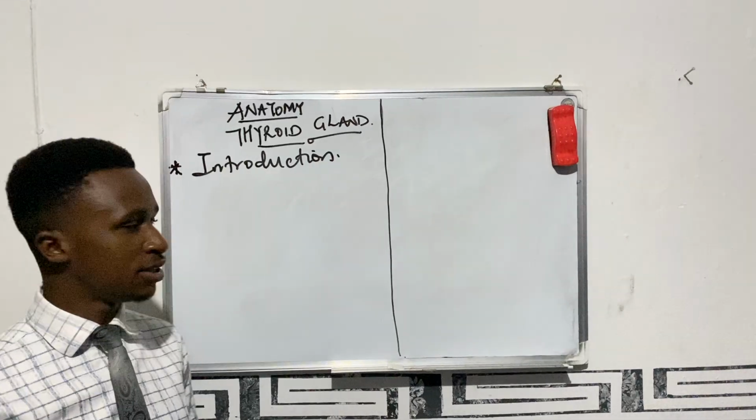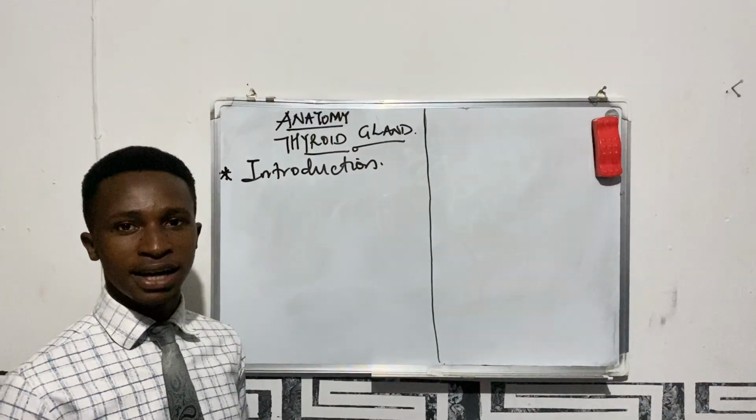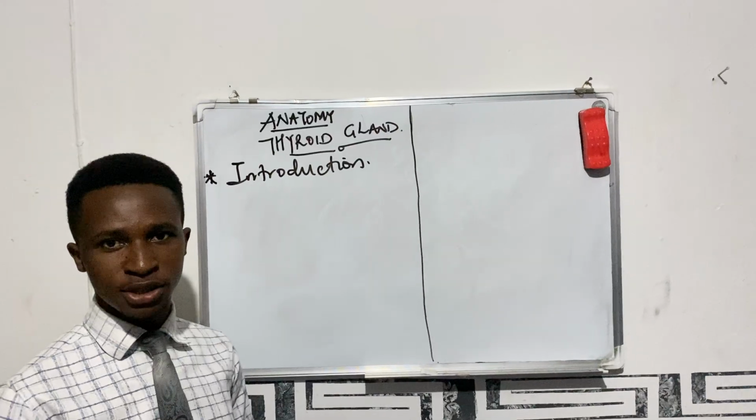Talking about the thyroid gland, we need to start with an introduction to the thyroid gland. The thyroid gland is an endocrine gland, and in fact it is the largest endocrine gland in the body.